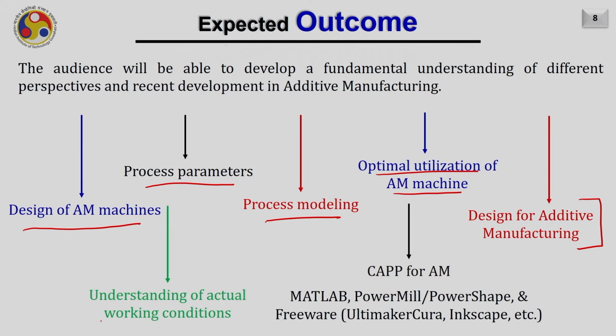Also, in the end, you will have some understanding of the actual working condition of the machine through the live demonstrations on the 5 AM processes, and computer aided process planning for additive manufacturing will give you some idea of how we can use platforms like MATLAB, PowerMill, PowerShape, and freewares such as Ultimaker, Quora, and Inkscape to generate the tool paths for the additive manufacturing machines.